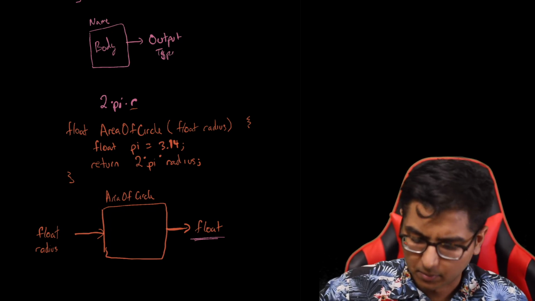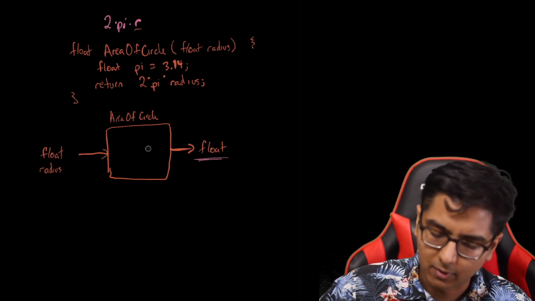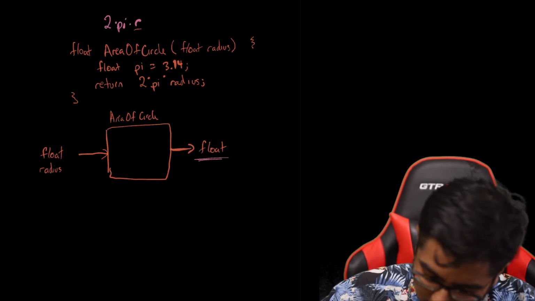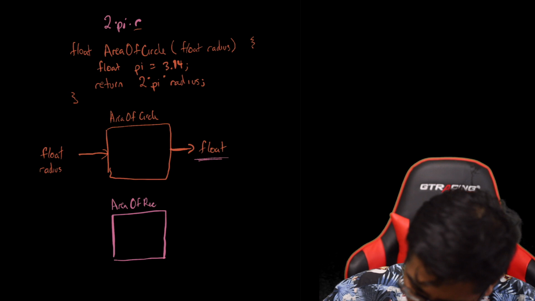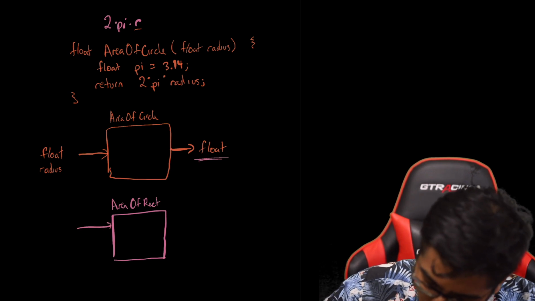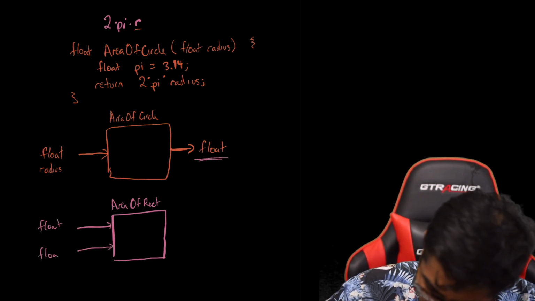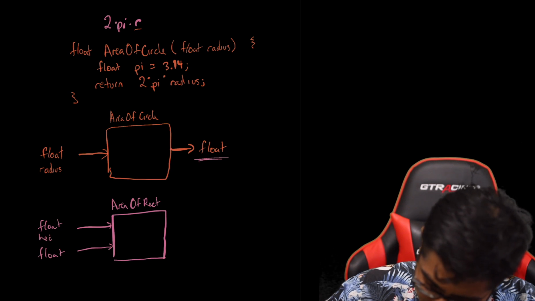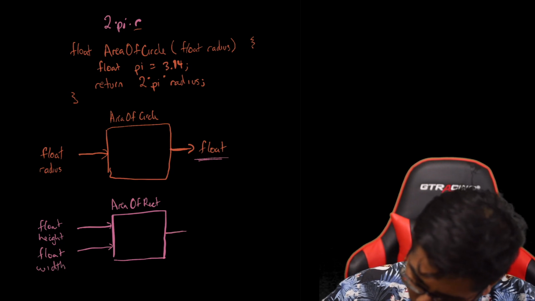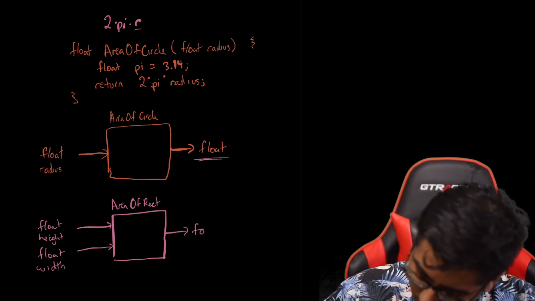Let's try to think of a different box. Now, what about the area of a rectangle? The area of a rectangle effectively can be defined as the following. Area of rect. We know we want two numbers. One of those numbers is going to be a height. The second number is going to be a width. And the output is going to be another number.